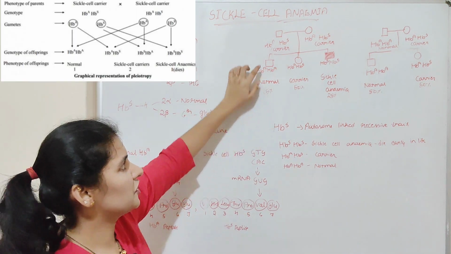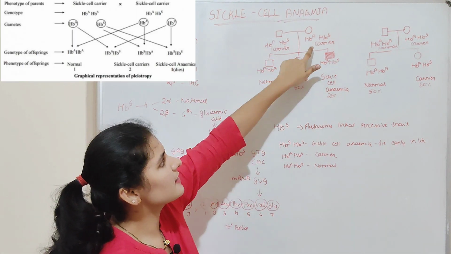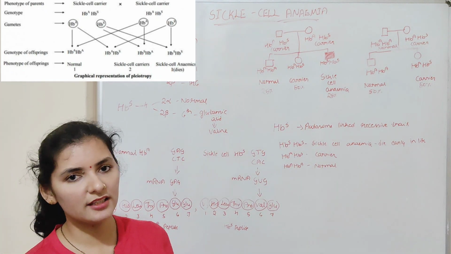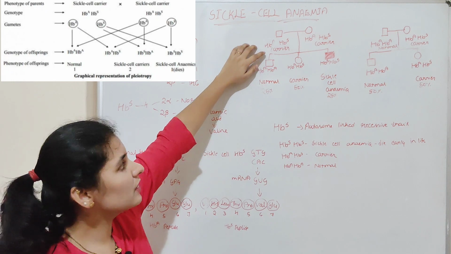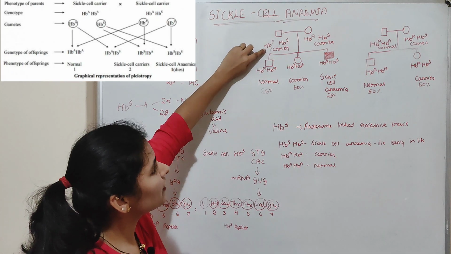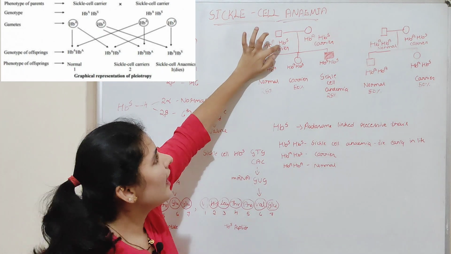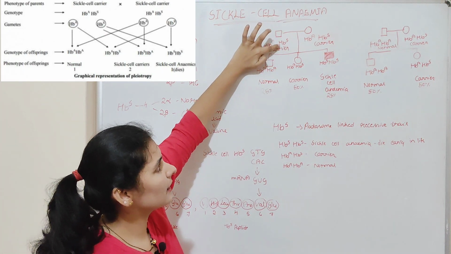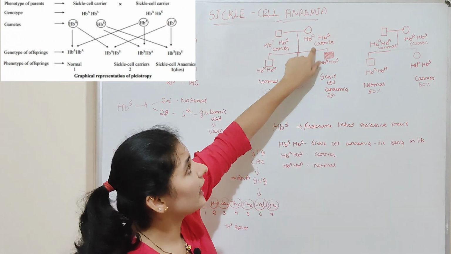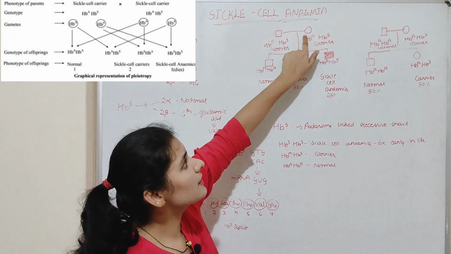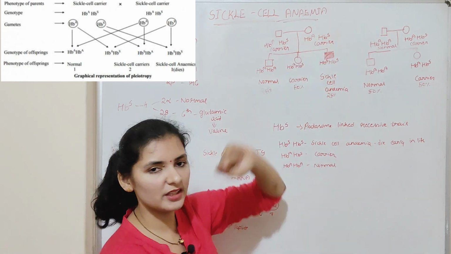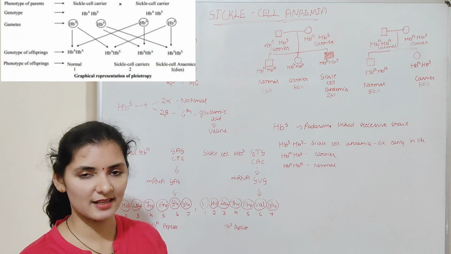In the first condition, a carrier male marries a carrier female. So both the parents are carriers for sickle cell anemia. The carrier male can produce 50% of gametes having the normal gene and 50% of gametes having the abnormal gene, or gene for sickle cell anemia. Similarly, the carrier female can produce 50% of gametes with the normal gene and 50% with the abnormal gene.